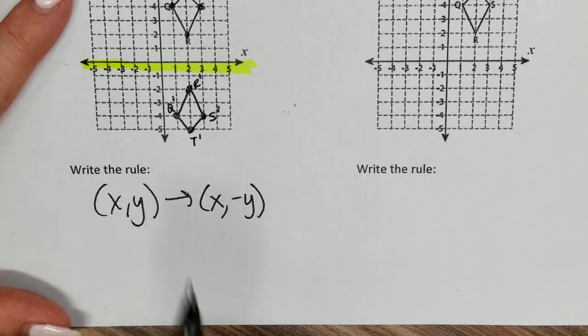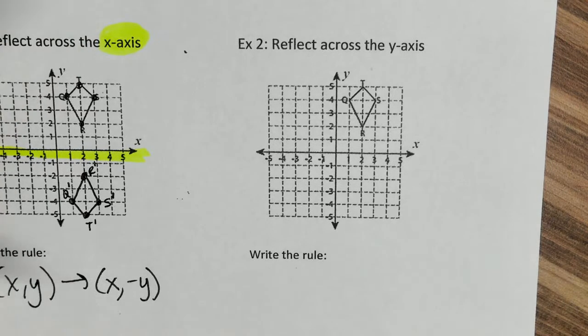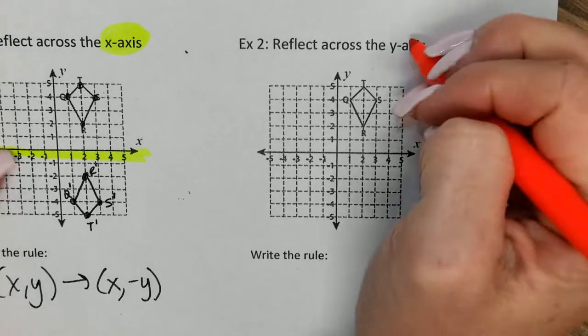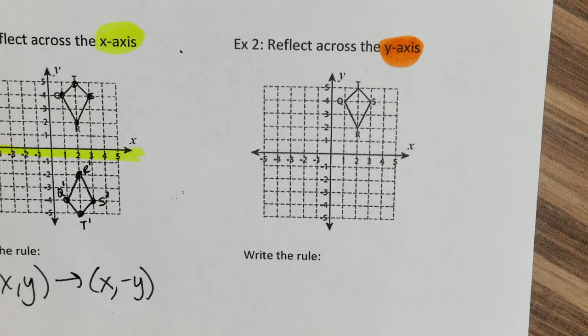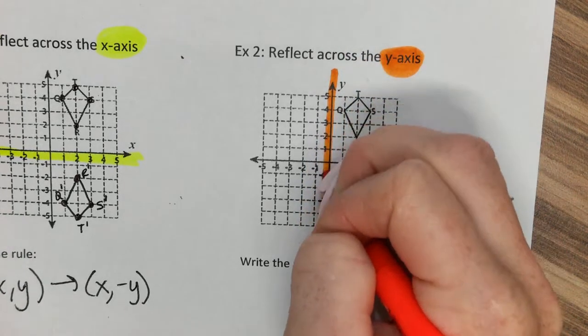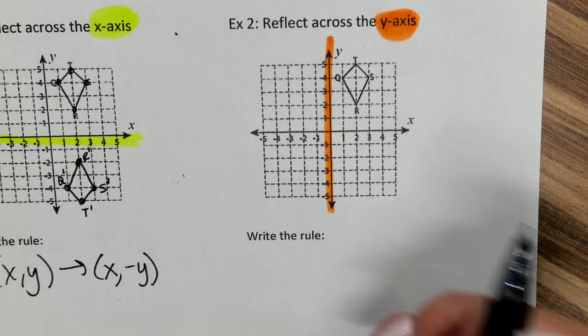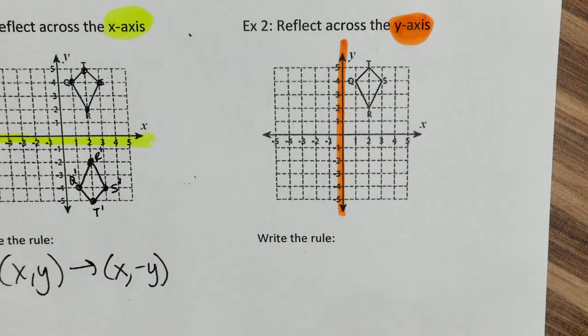The y becomes opposite. So now we're going to take that same shape, and what are we going to do this time? We're going to reflect it across the y-axis. So I'm going to take my highlighter, and if you don't have a highlighter, just take your pencil and highlight the y-axis. We are going to flip it across the y-axis. So it's going to go from left to right.